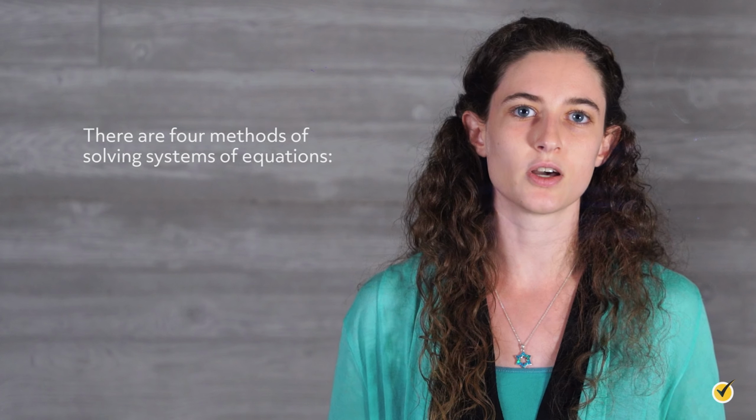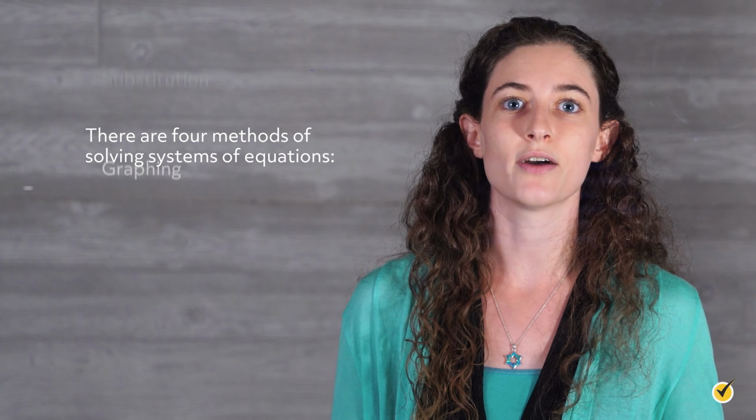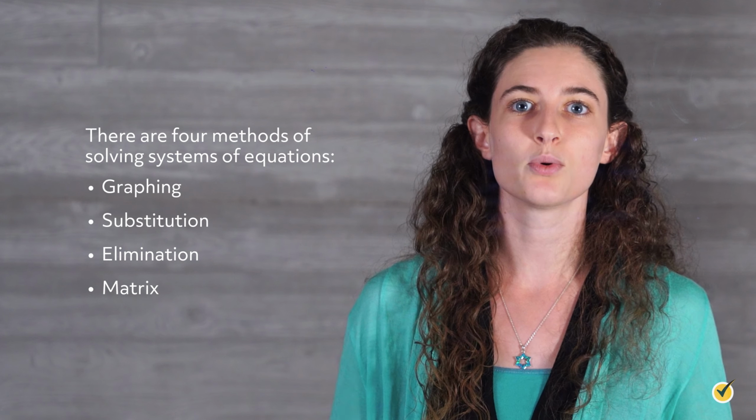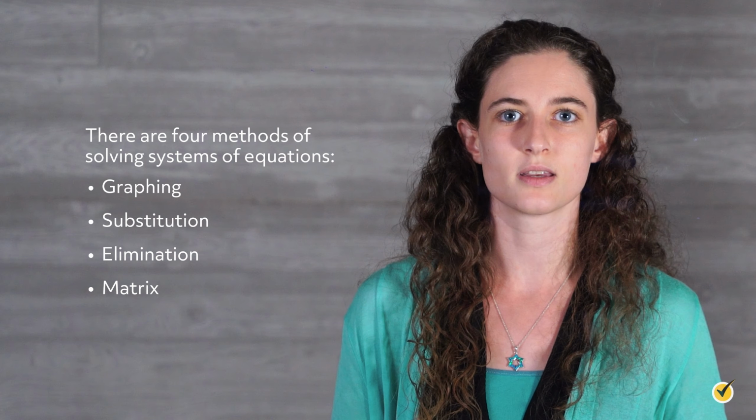There are 4 methods of solving systems of equations: graphing, substitution, elimination, and matrix. Today we will focus on the substitution method, specifically in regards to two linear equations. When using the substitution method, we are going to substitute one of our variables with an expression using the other variable. What do I mean exactly?